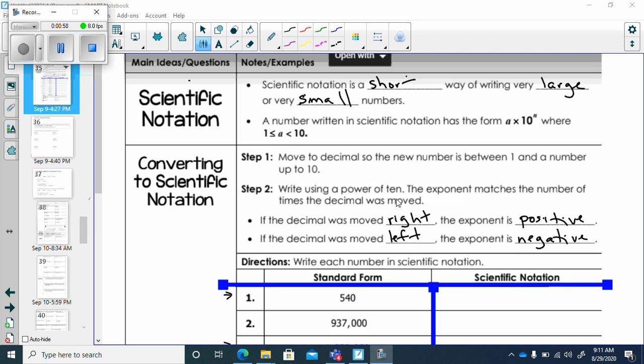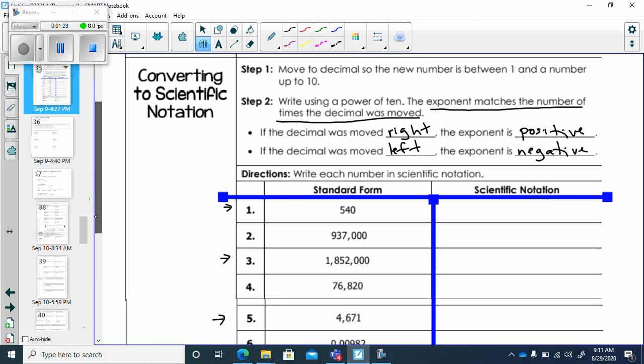Step 2, write using the power of 10. The exponent matches the number of times the decimal was moved. This is the important thing because people get that mixed up. They keep thinking it's equal to the number of zeros, but it's not. The exponent matches the number of times the decimal was moved. So if the decimal's moved right, the exponent's positive. If the number's big, the exponent's positive. If the decimal was moved left, the exponent's negative. If the number is small, the exponent is negative.